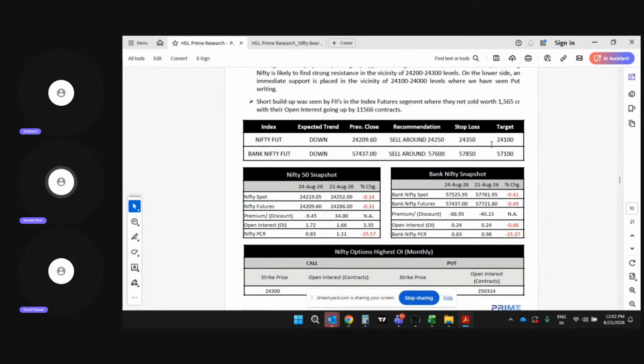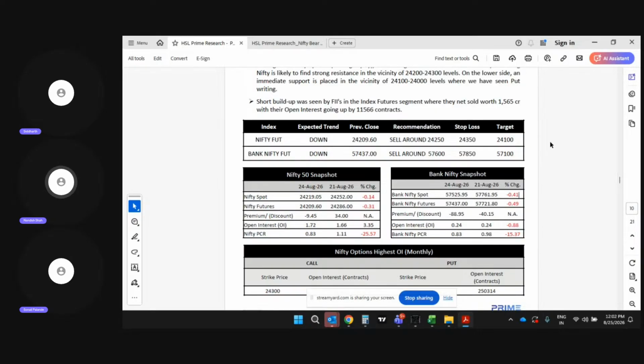So now coming to Bank Nifty, yesterday Bank Nifty witnessed unwinding. In Bank Nifty, we witnessed a 1% fall in OI with a 0.41% fall in Bank Nifty. So in Bank Nifty, it suggests a long unwinding, while in Nifty there was a short build-up yesterday.